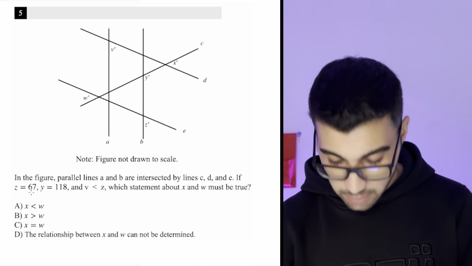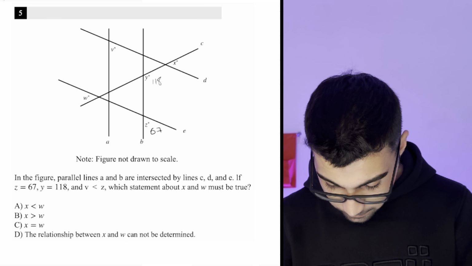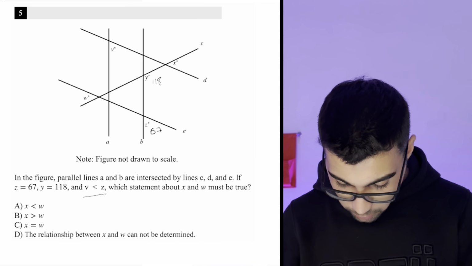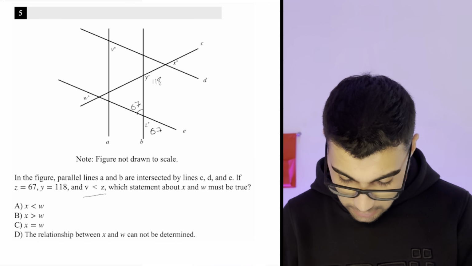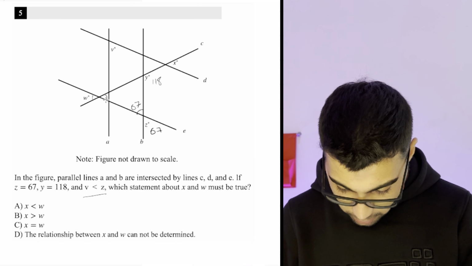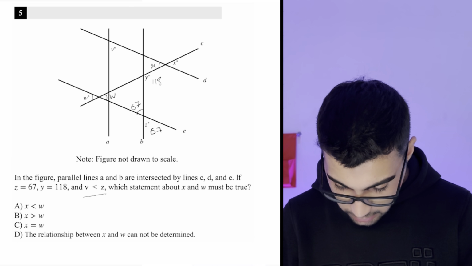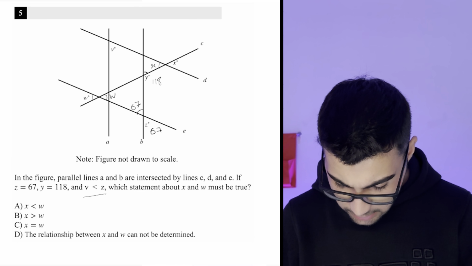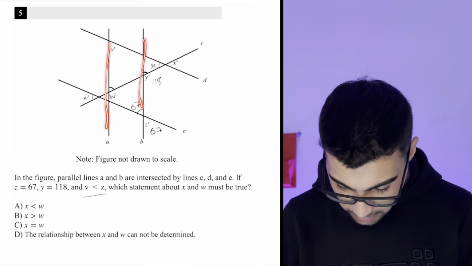So Z equals 67, let's write it here, and Y equals 118. Okay, and we have this. So we are looking for the relation between X and W. Z equals 67, this is the opposite angle for that, so here is also 67. Then here is W, so here is also W. Here is X, so here is also X. Then Y is 118, so this part is 62, right? This angle and this angle are the same, because these two lines are parallel and this line crosses those two lines. So if here is 62, here is also 62.